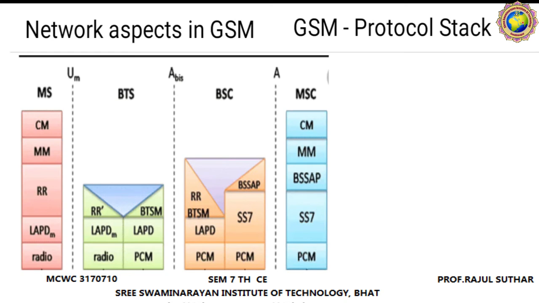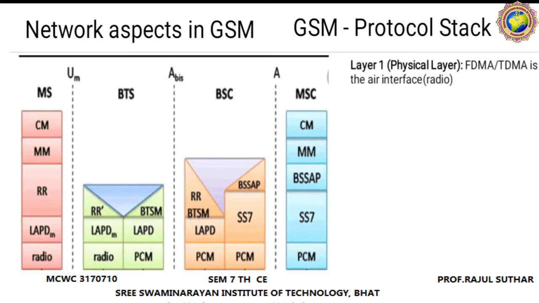GSM protocol stack. In the GSM network, there are 3 layers of the protocol stack. Let me discuss each and every layer. The first layer is the physical layer. The physical layer combines the work of FDMA and TDMA technology and uses the air interface, meaning the radio channel.